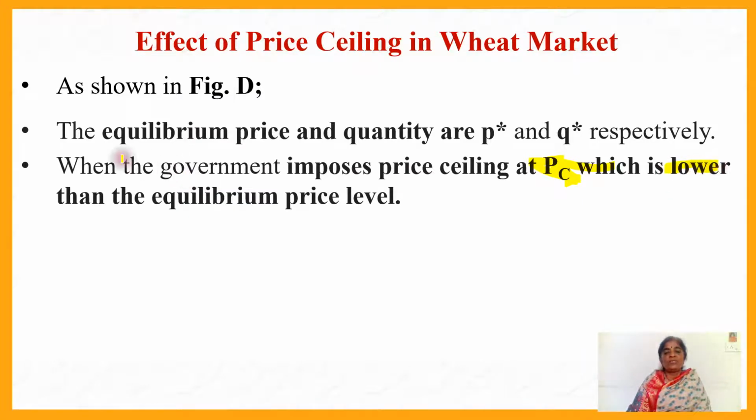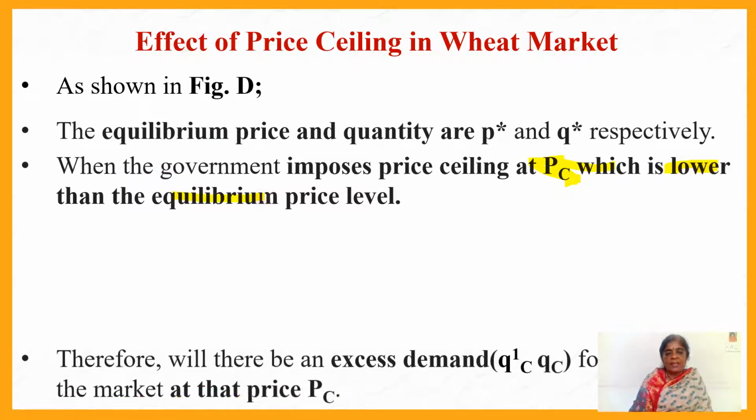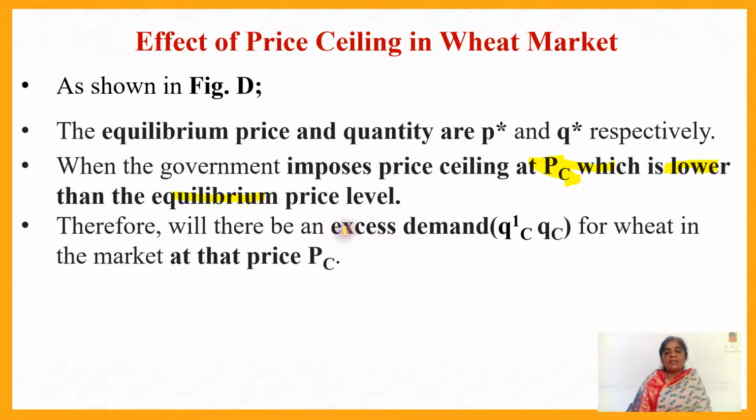You have understood from the diagram, and therefore there will be excess demand. You all know what is excess demand. We have studied it under a fixed number of firms. Here the extent of excess demand is denoted by Q1C, QC. That distance explains the excess demand in the wheat market at that price PC. Therefore, we are taking the example of the wheat market. In this wheat market, at this price PC, excess demand arises. It is denoted by this distance Q1C, QC.